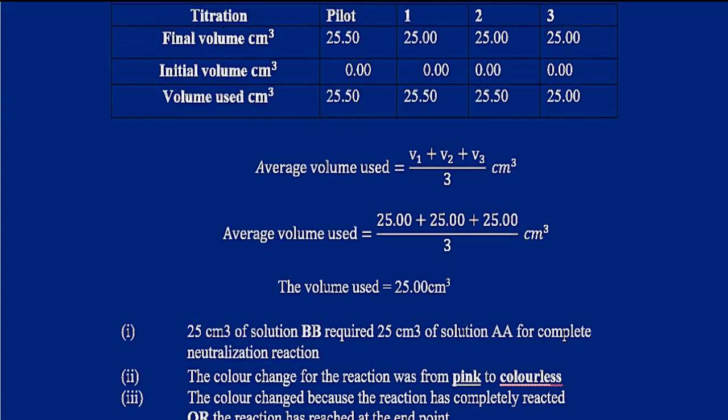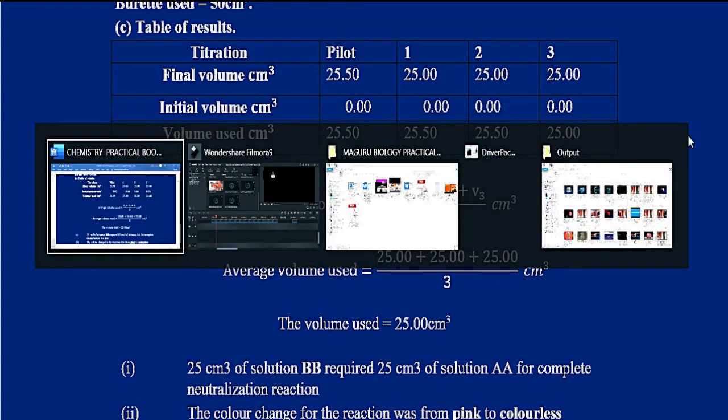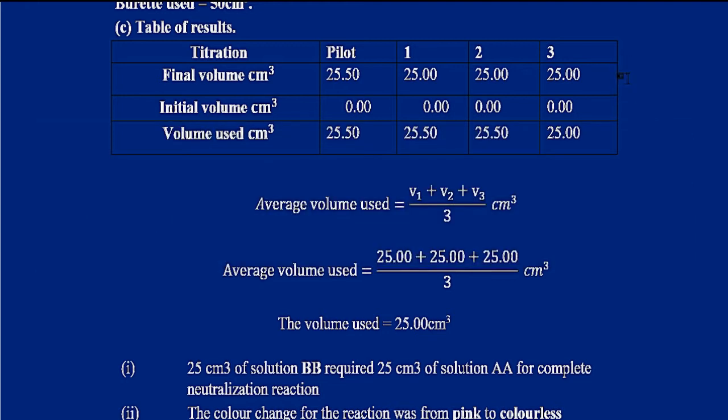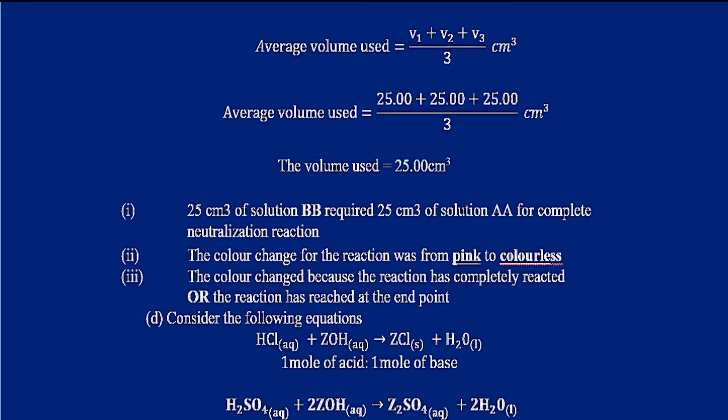So after calculation of the volume used, we see here 25 of B. B was the base, which means the pipette volume used was 25. The volume required to neutralize this was also 25. So the end point was 25 mL of acid.